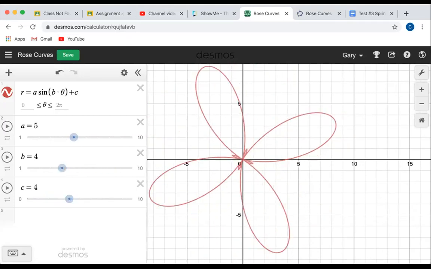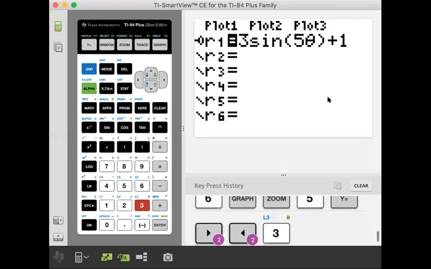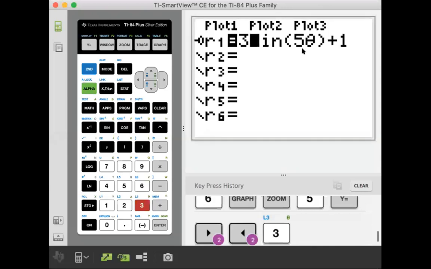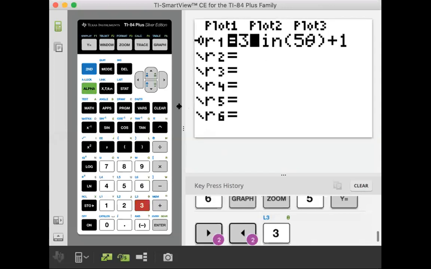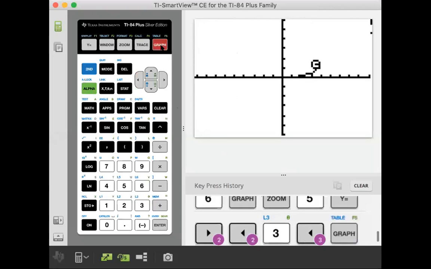Now on your graphing calculator, actually, I'll show you, because your graphing calculator can graph these, and you can see them graph in order. See here, I have 3 sine 5 theta plus 1. I did a couple of things though. I changed this thing into a little lollipop thing. Look what happens when I graph it. We can see the nice order of the petals.